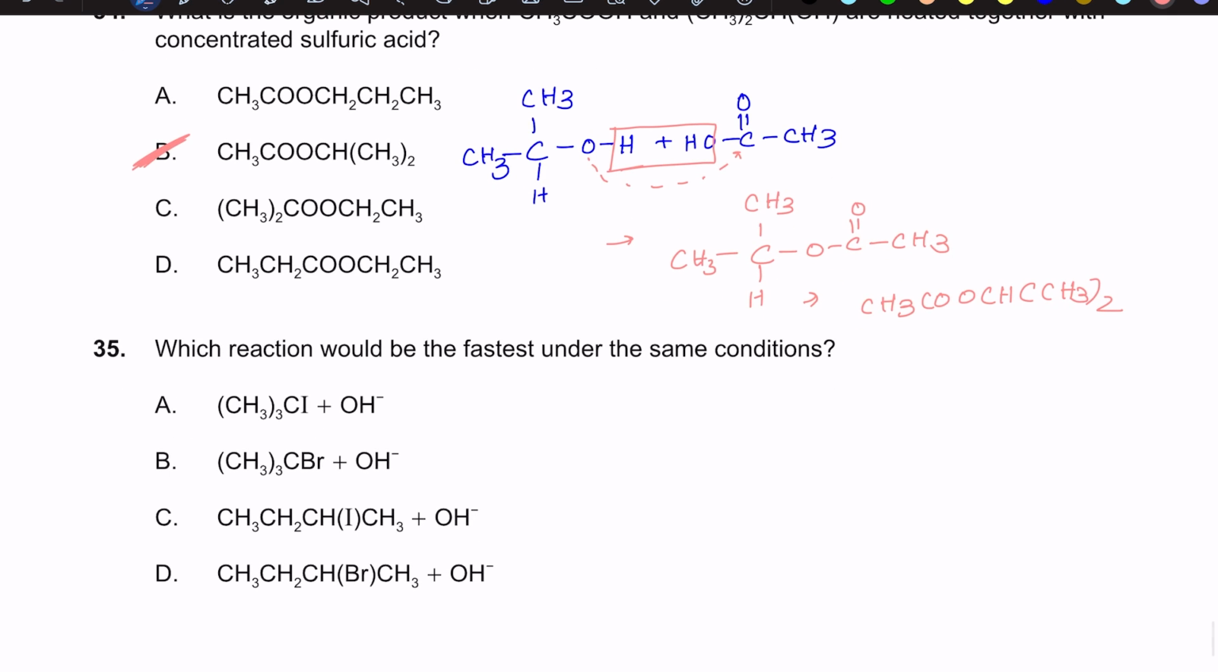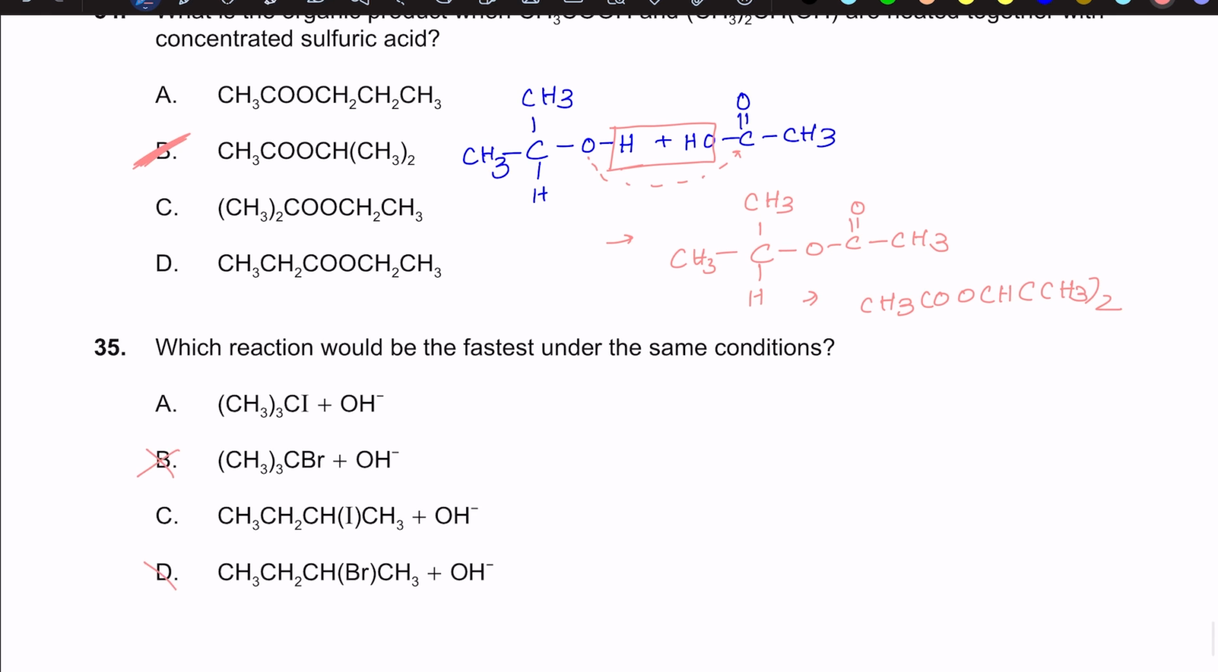Question 35: which reaction will be the fastest? Now there are two types of reaction. First, you have bromine and iodine. Remember, the carbon-iodine bonds are weaker than carbon-bromine bonds, so any carbon-iodine reaction will be faster than a carbon-bromine reaction. So we can eliminate B and D. Option A is an SN1 reaction, while in option C, this is a 2-degree carbon, which means there will be a combination of SN1 and SN2. SN1 reactions are obviously faster compared to SN2, so we can say A is the right answer.